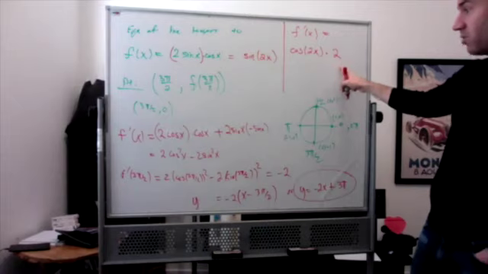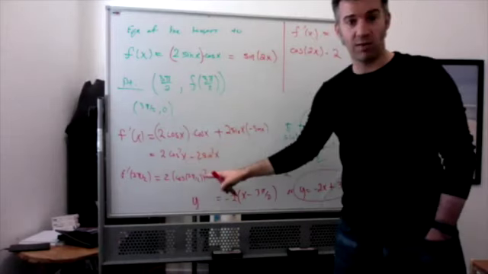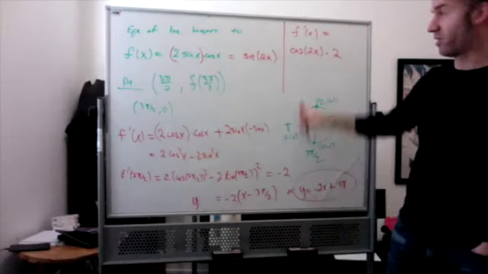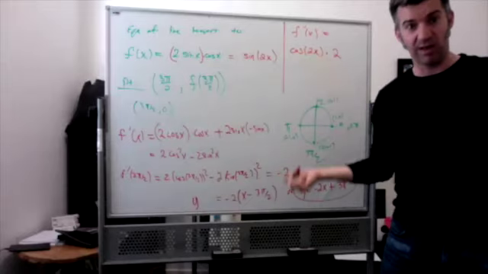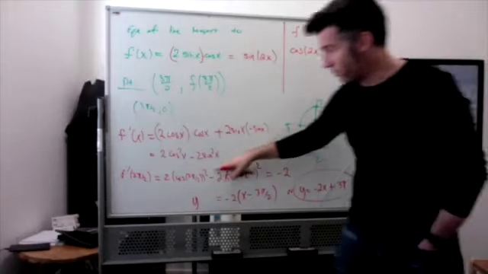Which is equal to 2 cosine squared x minus 2 sine squared x, right? There's a trig identity for cosine of 2x. It's equal to cosine squared x minus sine squared x. So if you multiply it by 2, you've got exactly that.